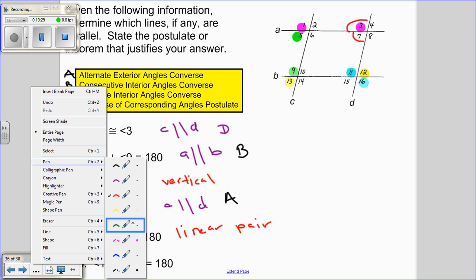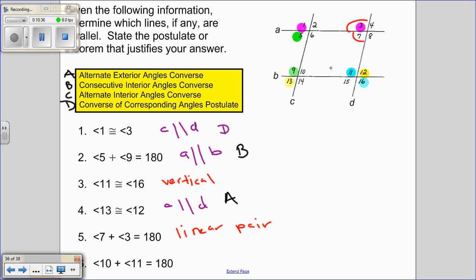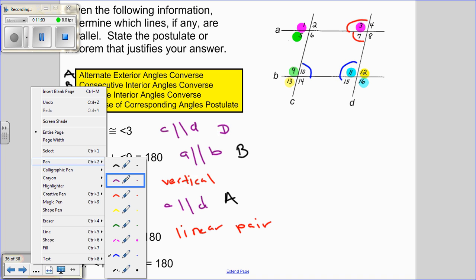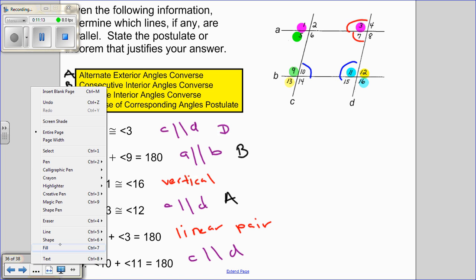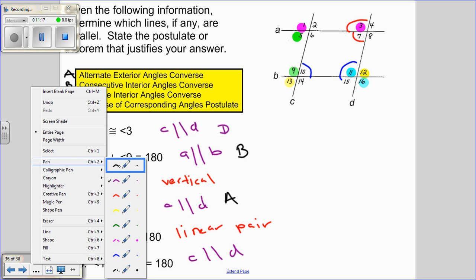And last but not least, we're going to talk about angle 10 and angle 11. Now, angle 11 and 10 are on the same side of B, and they're both inside of C and D. So it appears that they are consecutive. Same side, same side, inside. So because they're consecutive, that does prove that C and D are parallel because of the consecutive interior angles converse, or B in my case.